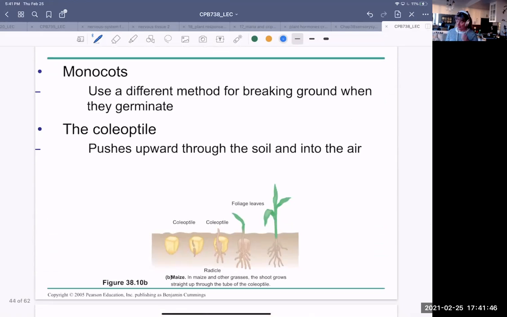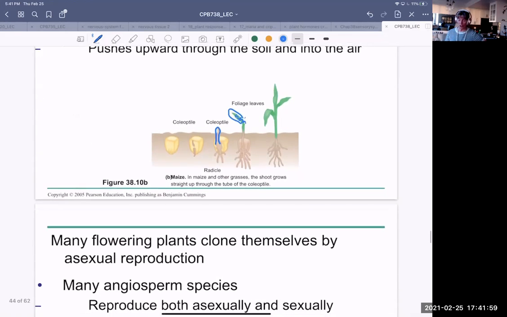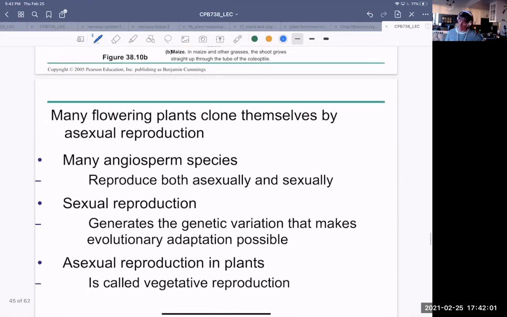Monocots have a different method. This is the coleoptile. The coleoptile itself is surrounding the embryo, and that new leaf, which is very tender, pushes upward through the soil and into the air, and then it can start to photosynthesize.